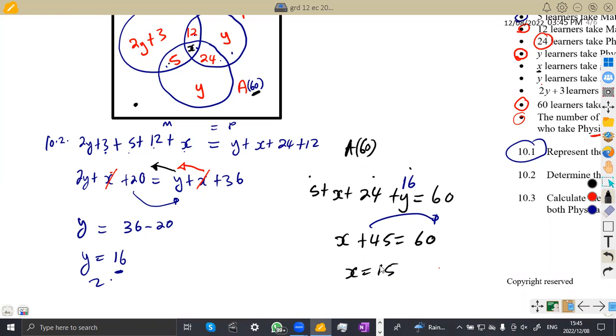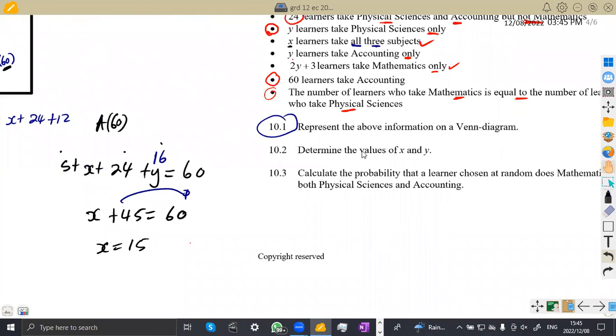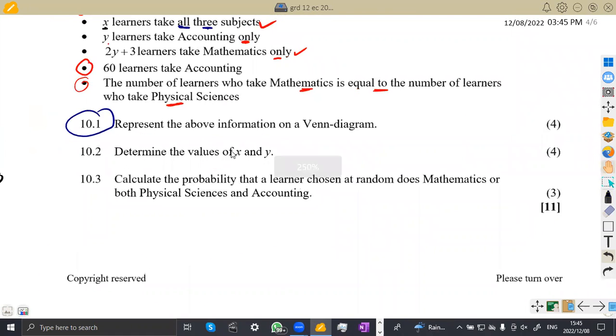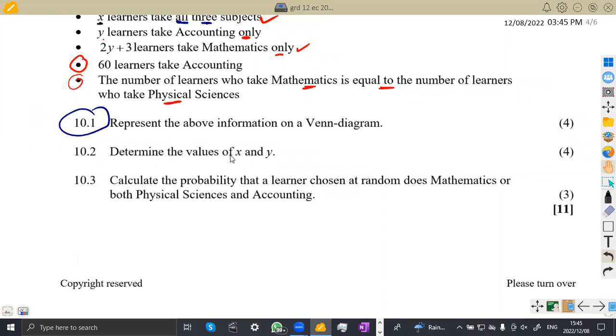So that was the question. Actually, the question was for us to solve here. Determine the values of x and y. Answer the question, guys. When you're answering, please answer the question. The question is determine the values of x and y. You are done. All right, so that was it here.